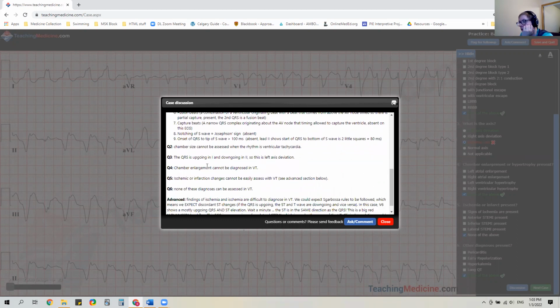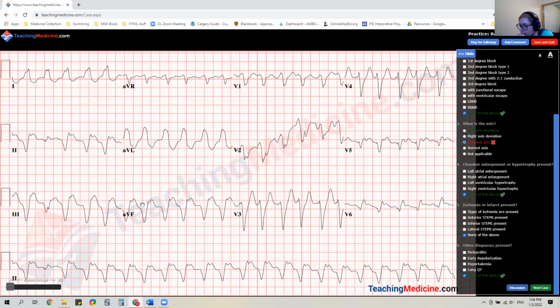Three. Upgoing in 1. I guess that is the QRS. And downgoing in 2. So the left axis. Oh, I see it. AVF was definitely downgoing, and this is actually upgoing. So that's the QRS. So I got that wrong. So that's up, and then that's down, so it's left.